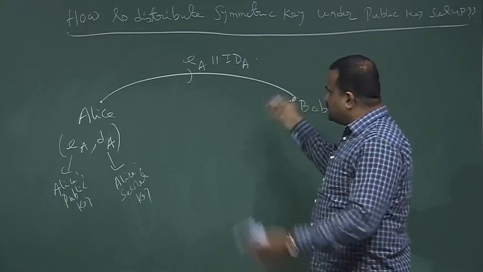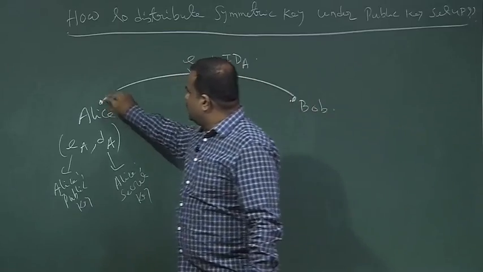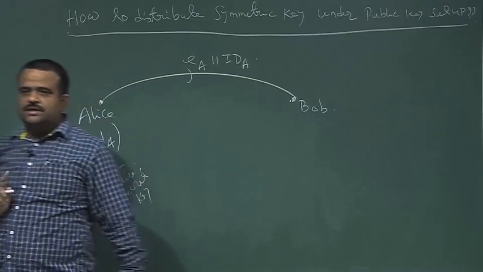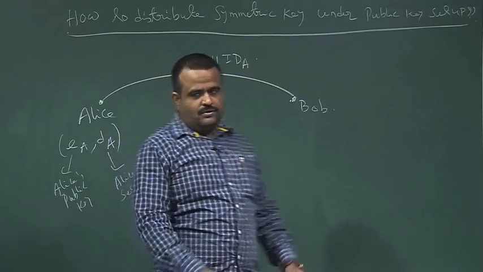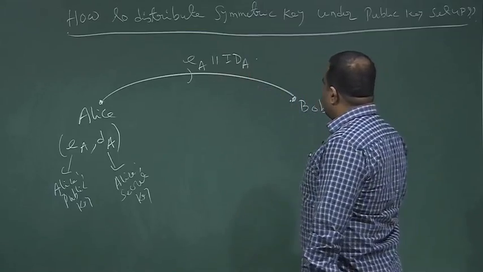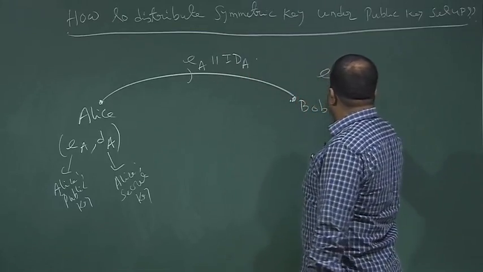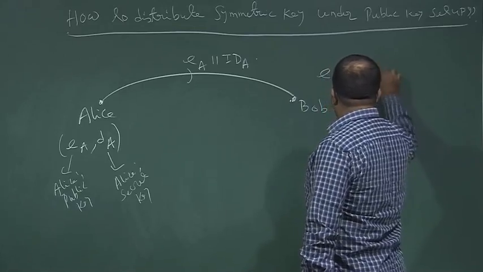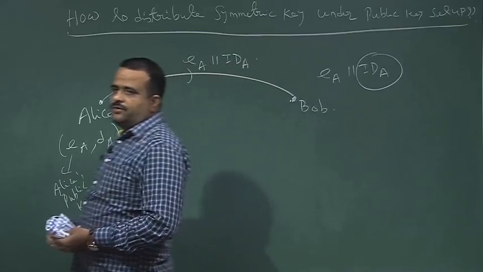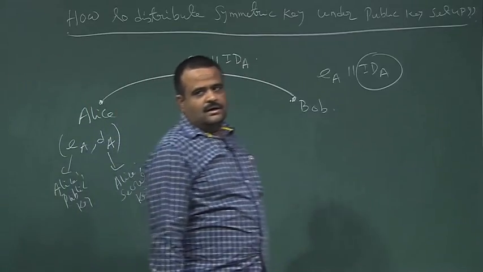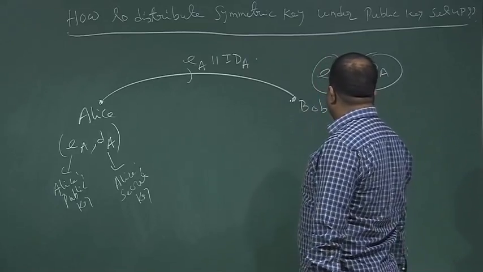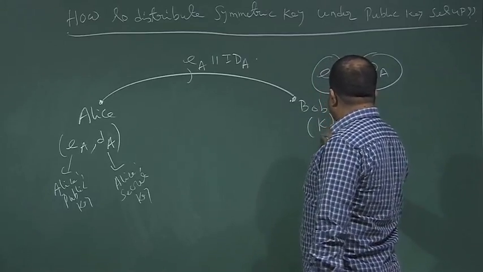Because they want to agree on a symmetric key K, so that they can use that symmetric key encryption for their further communication. Now Bob is receiving E of A and the ID of Alice. So Bob will check the ID and be happy to see that yes, it is Alice's ID. Then Bob will get the public key of Alice. Now Bob will choose a symmetric key.